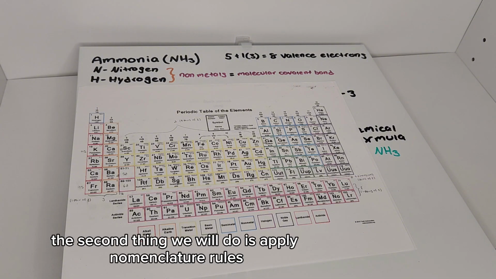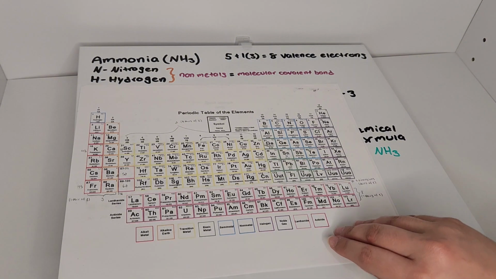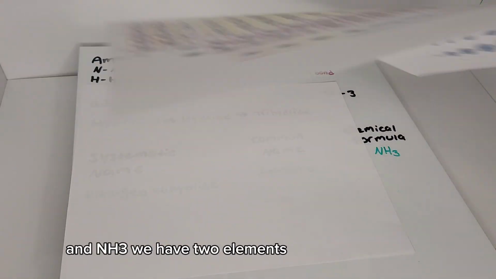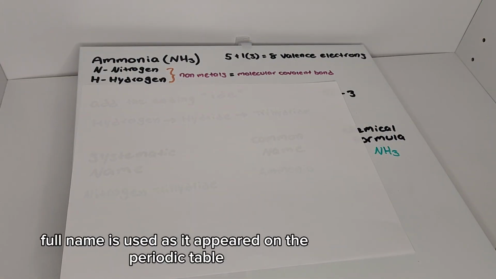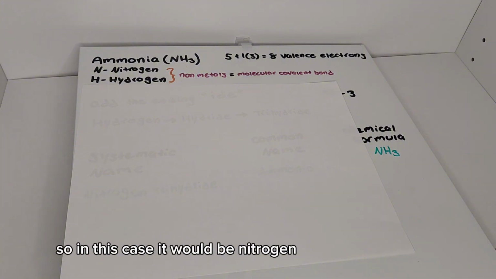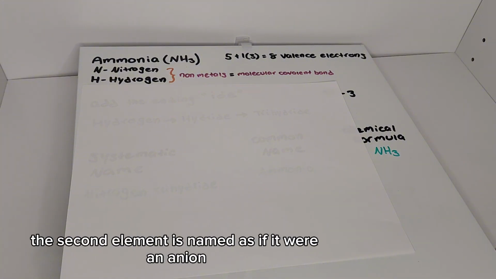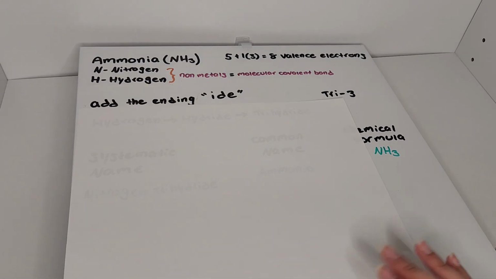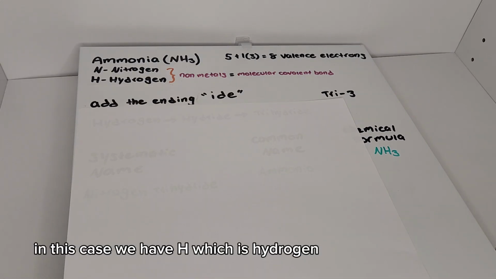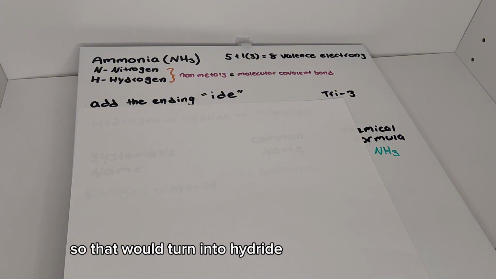The second thing we will do is apply nomenclature rules for covalent molecular compounds. In NH3 we have two elements. The first element's full name is used as it appears on the periodic table. So in this case it would be nitrogen. The second element is named as if it were an anion, so we take the root element name and add the ending "-ide". In this case we have H, which is hydrogen, so that would turn into hydride.